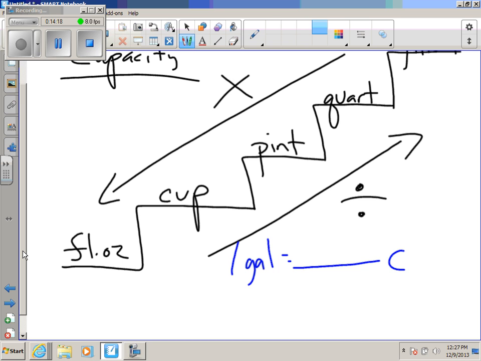Mia? Gallons to quarts, then quarts to pints, then pints to cups. Do a lot of this in our head. How many quarts are in a gallon? So 4. How many pints are in a quart? 4 times 2? 8. How many cups are in a pint? 2. 8 times 2? 16.